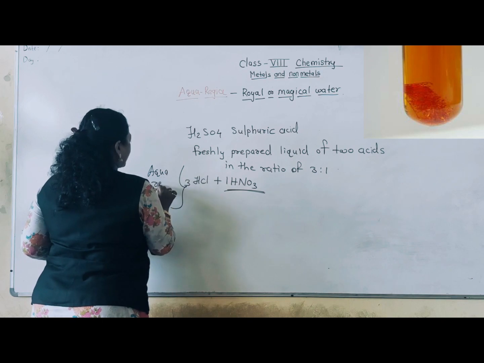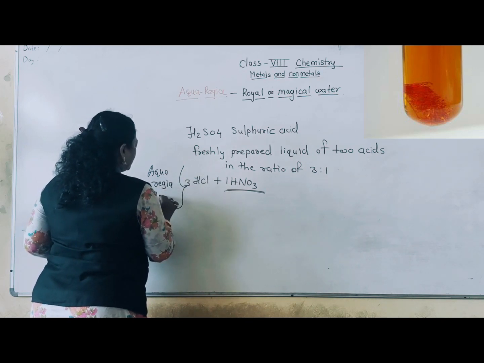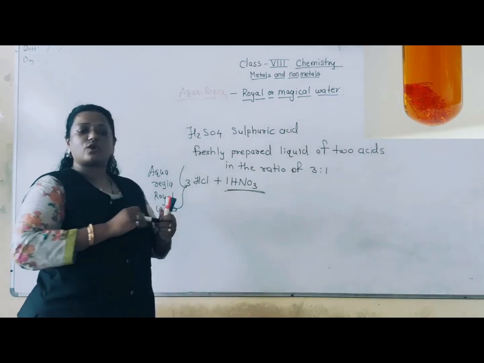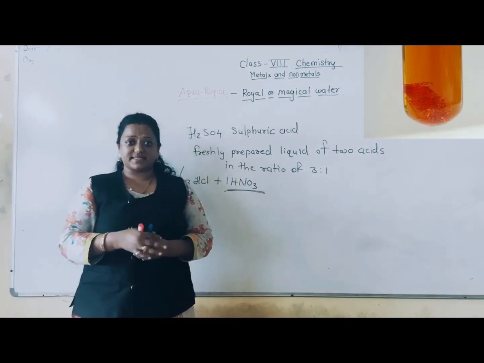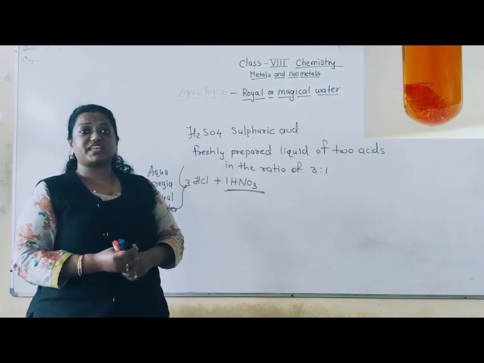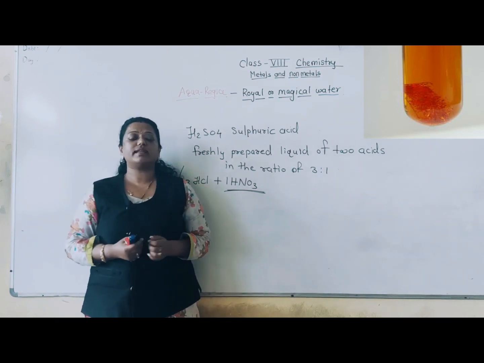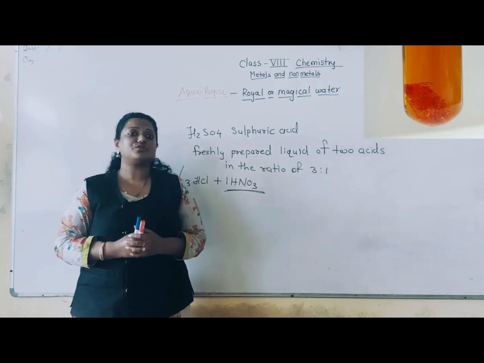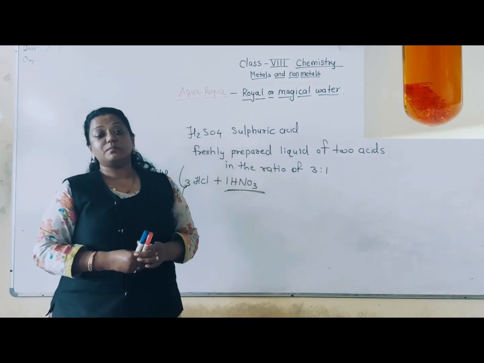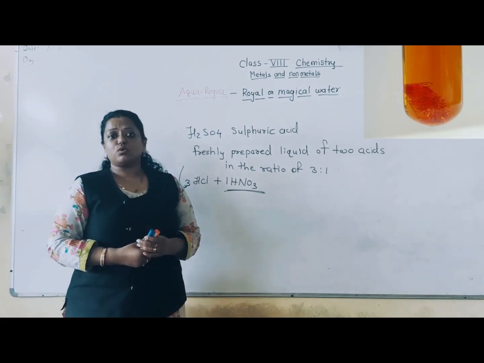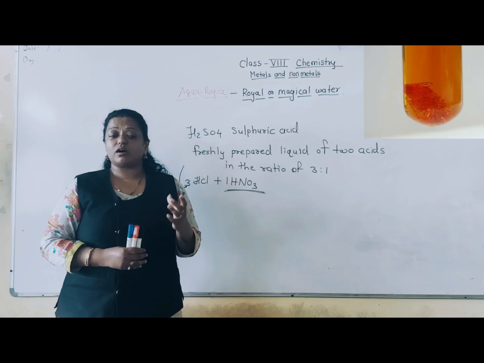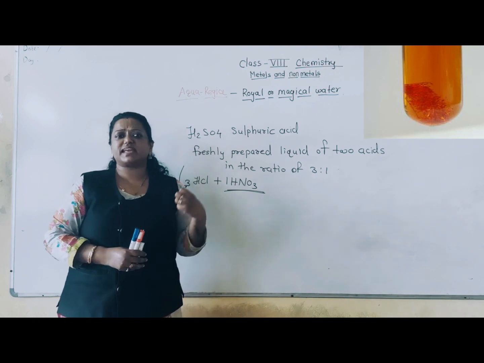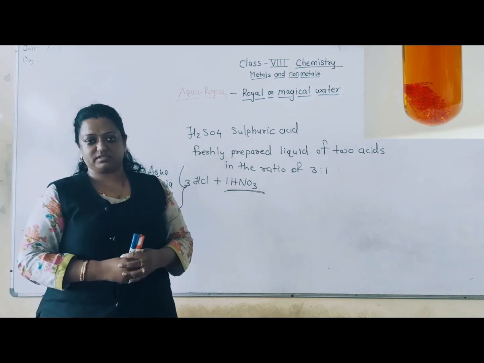This is called what? Aqua Regia, which means royal water. And do you know, students, why it is named royal water? Because in the olden days, kings used to wear gold ornaments regularly. They had a lot of passion to wear gold ornaments on a daily basis, so they had a lot of gold with them. They were always afraid of theft of the gold, because someone could come and steal it.